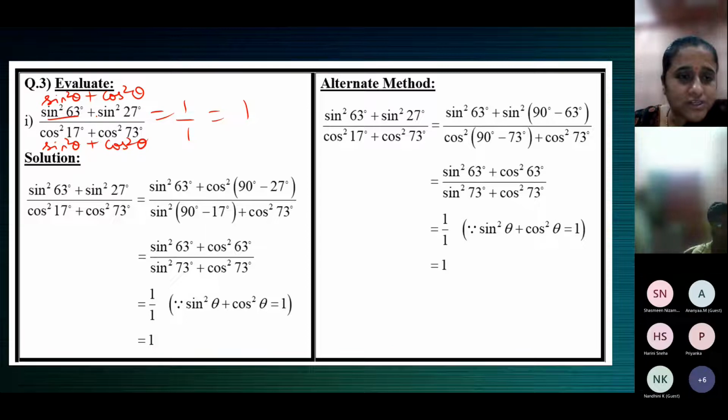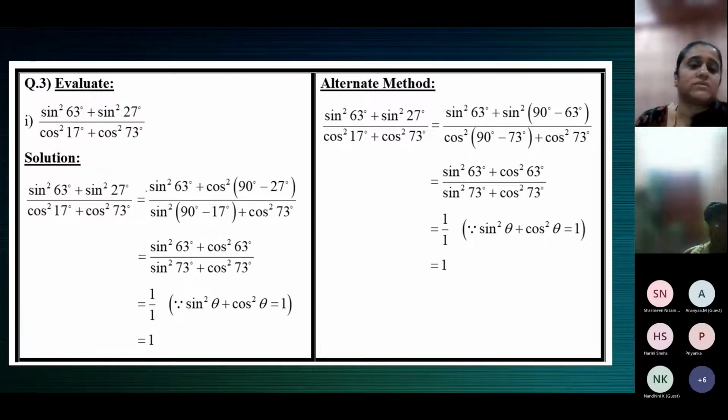You have to make the expressions look like sine square theta plus cos square theta, and you know that is 1. So 1 by 1, which is 1. So you know the answer already. Now you'll have to show the steps.